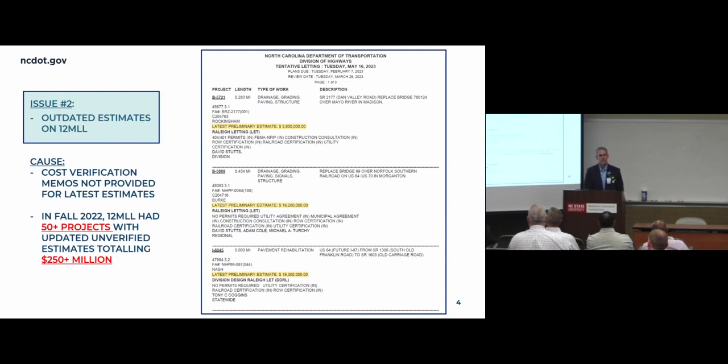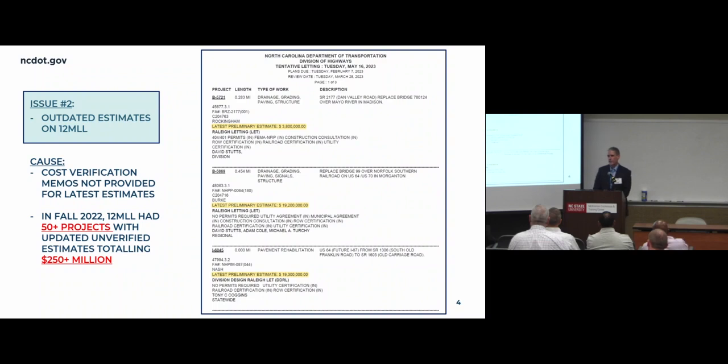Another issue that we've seen that's come to light in the last year is that we've had a large number of outdated cost estimates on our let list. When I say outdated, I mean we've done more recent estimates that have not been verified, and therefore they aren't shown on our 12-month let list. The cost verification memo is the mechanism that we have that updates SAP and updates the data that feeds the let list and all of our reports. And if that memo is not distributed, then nobody sees that updated cost and the latest estimate values are not captured.